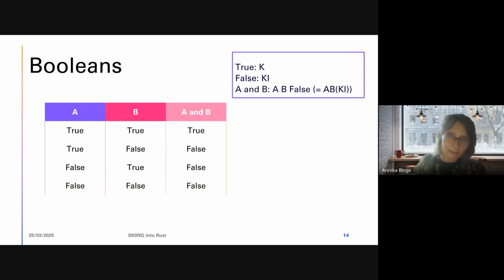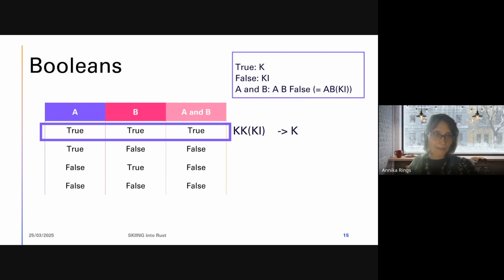And there are potentially many that would work, but I'm going to suggest that we represent true as K and false as KI. And then I'm going to show you that we can represent A and B as A B false, or in other words, A B K I, in our representation. And I will show you that this works by going through this truth table. So the first line, when A is true and B is true, we expect true and true to be true. So we look at what we get if we encode this in the SKI system.